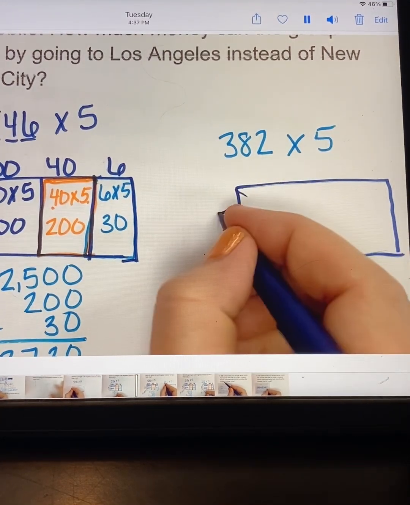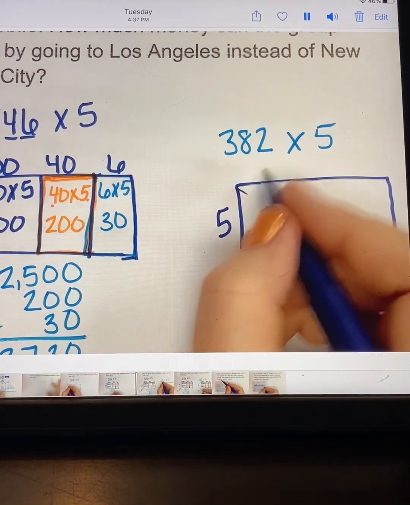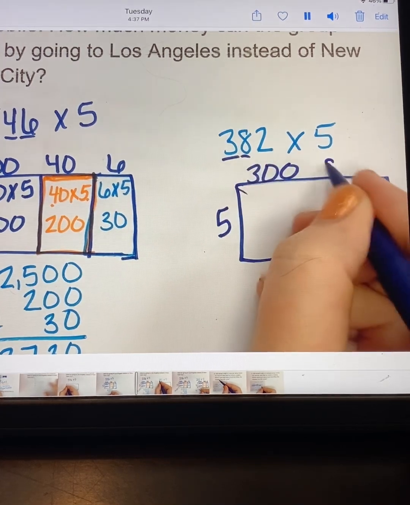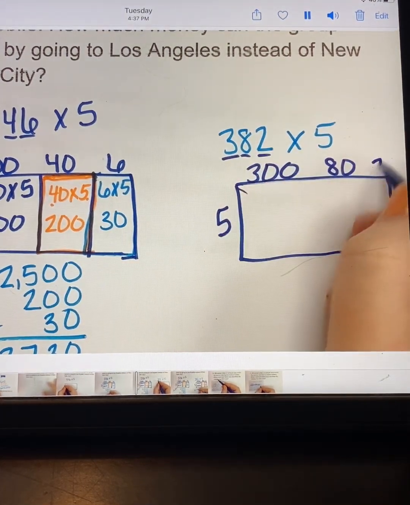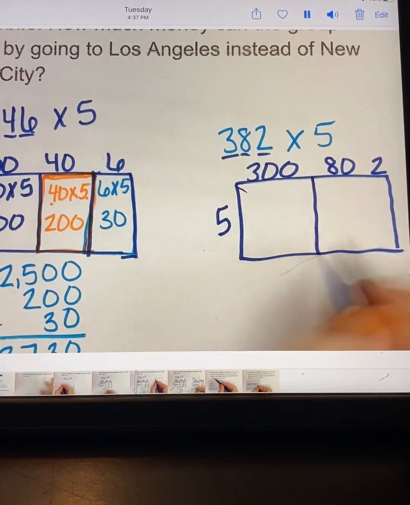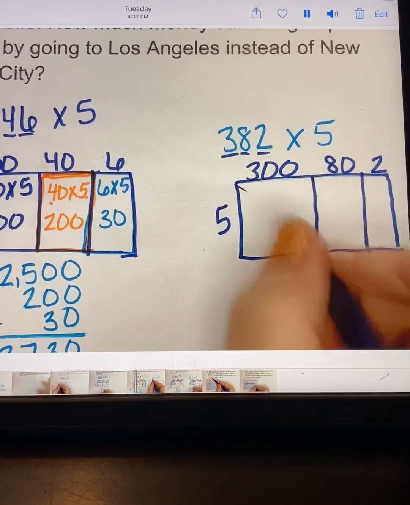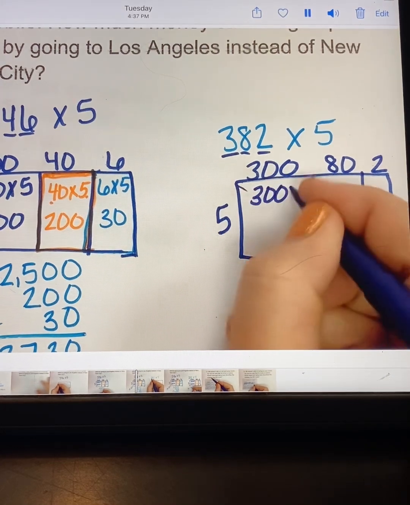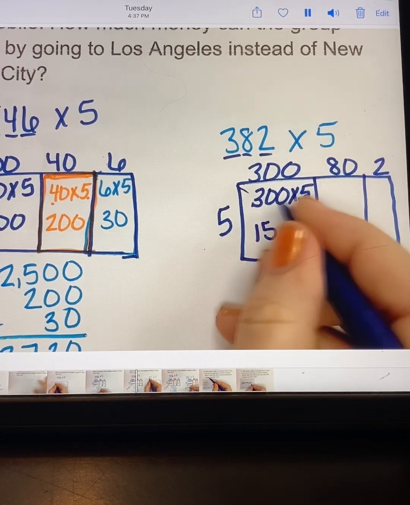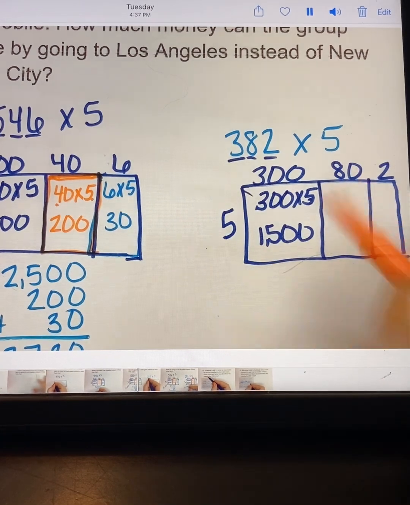Okay, I'm going to put my 5 over here. This number goes in expanded form at the top of my model. So I have 300, I have 80, and I have 2. 382. Okay, and I'm just going to partition. All right, for this first part, I'm going to have 300 times 5. 3 times 5 is 15. I have 2 zeros. So 1,500 for that part.